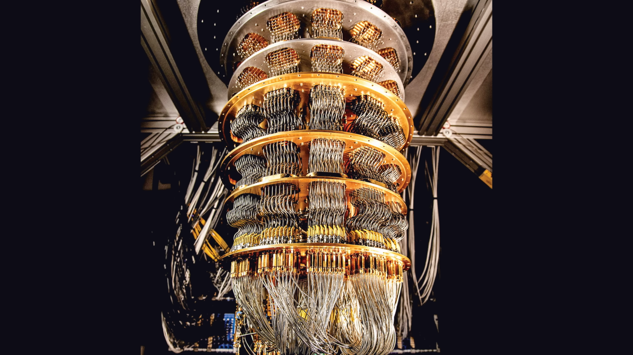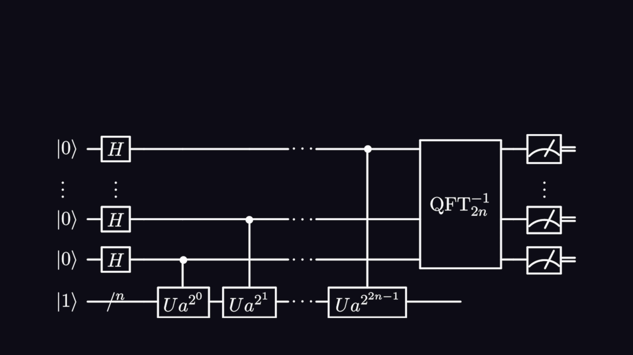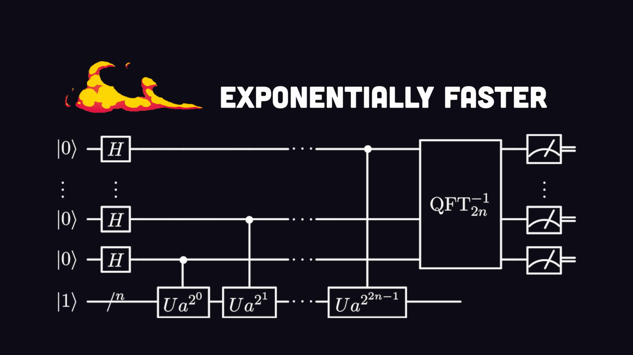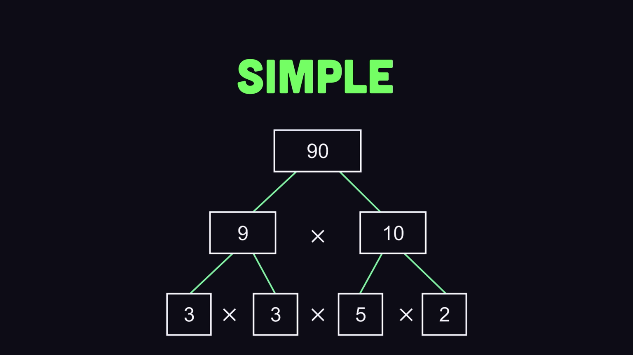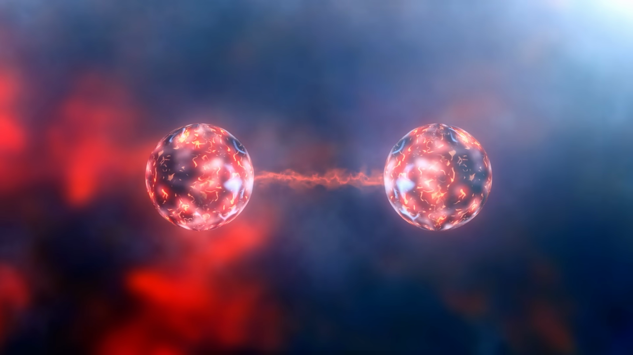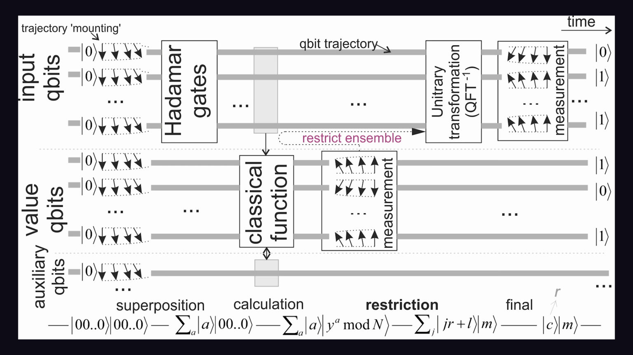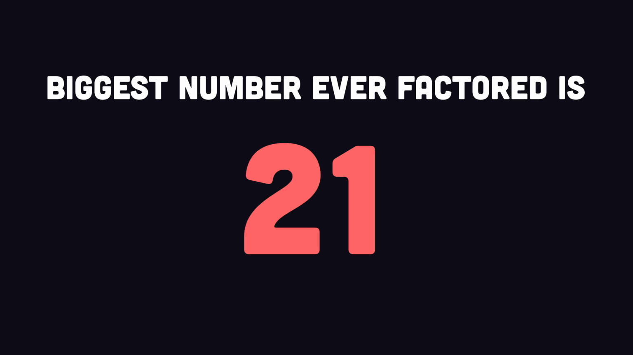Unless quantum computers become a thing, and we can start leveraging Shor's algorithm, which can solve the integer factorization problem exponentially faster than any classical algorithm. Prime factoring is pretty simple, but how this algorithm does it is where things get weird. It relies on concepts like qubits, superposition, and entanglement to perform massive amounts of calculations in parallel. The algorithm is legit, but so far, the biggest number ever factored is 21.